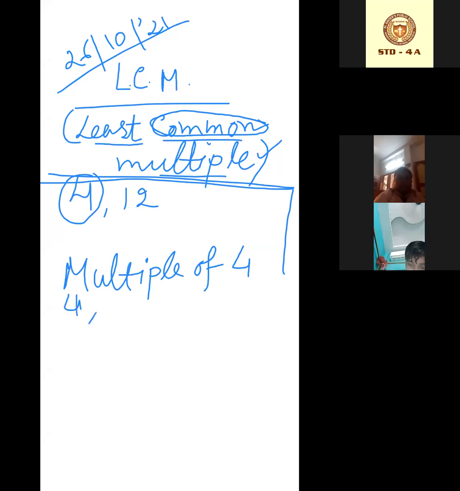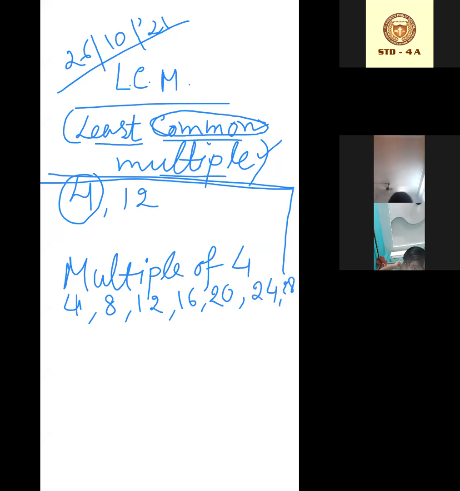Then 4 2s are 8, 4 3s are 12, 4 4s are 16, 4 5s are 20, 24, 28. In this way it will go on. Now up to which number will we take? I am just taking up to 28.